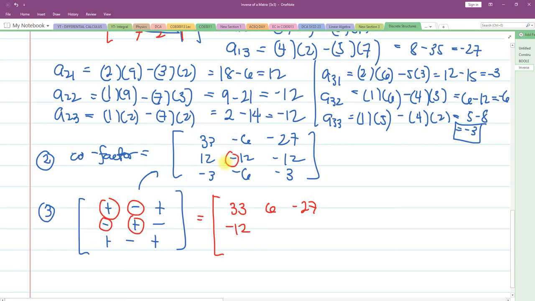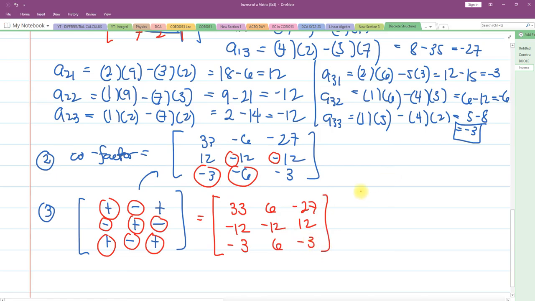Positive times negative, that's negative 12. Negative times negative, that would become positive. Then we have positive to negative, that's negative. Negative to negative, that's positive 6. Then you have positive to negative, that's negative 3. That is the cofactor with applied sign convention.